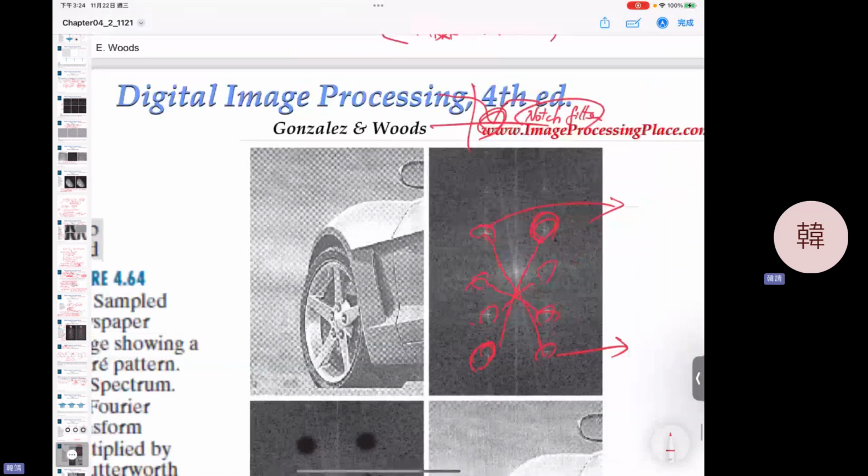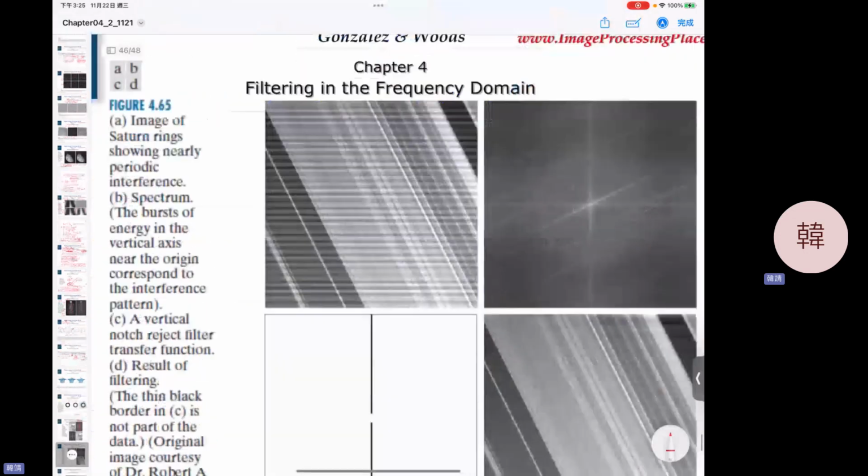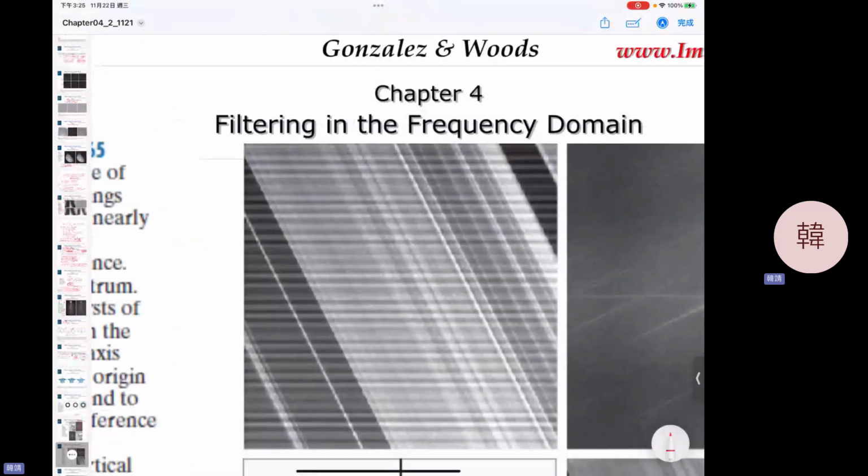And you will ask, what is the band pass filter? It is 1 minus the band reject filter. You'll get the band pass filter, easily 1 minus the other one. You'll get only the specific points passing through. Okay, there are some more examples like this one. So when you get this image here.